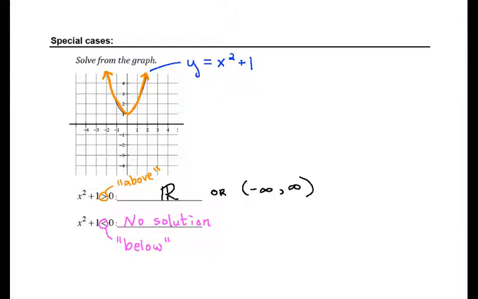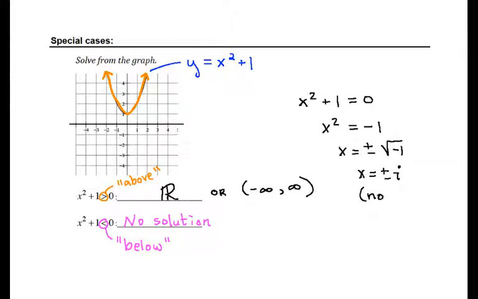Because what tends to happen if we are not given a graph is that we start by trying to find the real solutions, and we set this equal to 0. Well, very quickly we realize that this equation has no real solution. We get imaginary solutions, x is equal to plus or minus i. So because the equation has no real solution, often people jump to the conclusion that the inequality has no real solution. But let's remember the context of solving the equation.